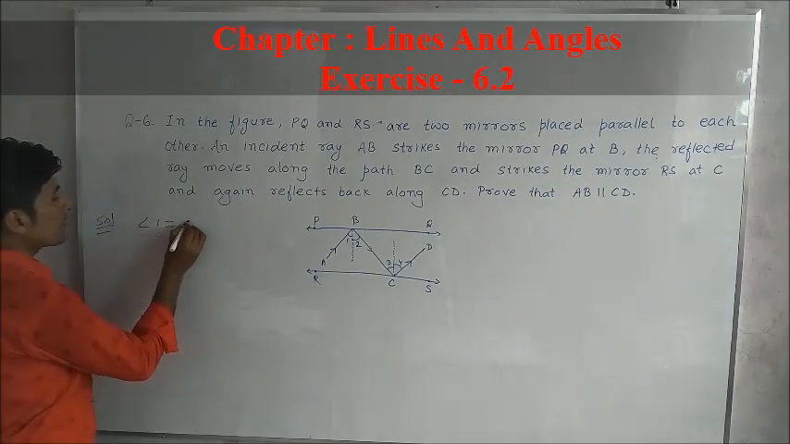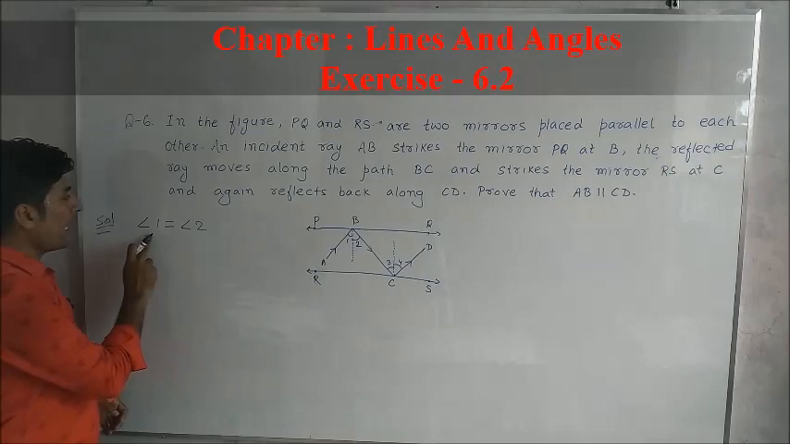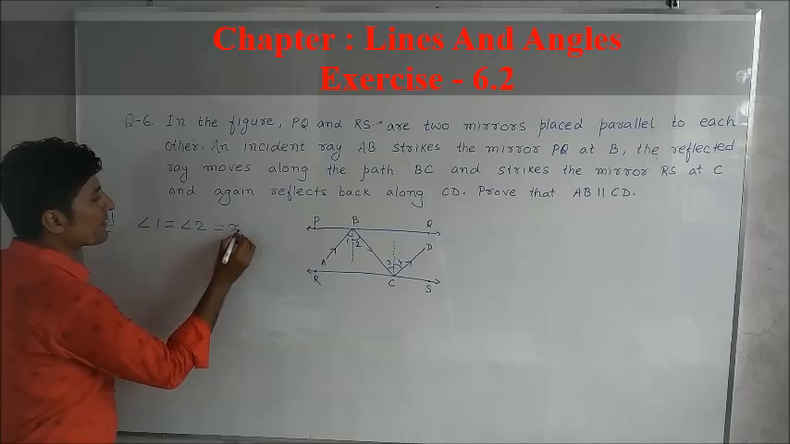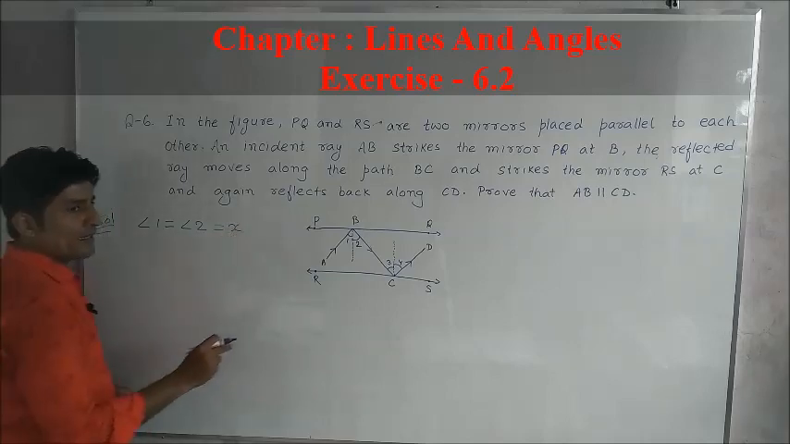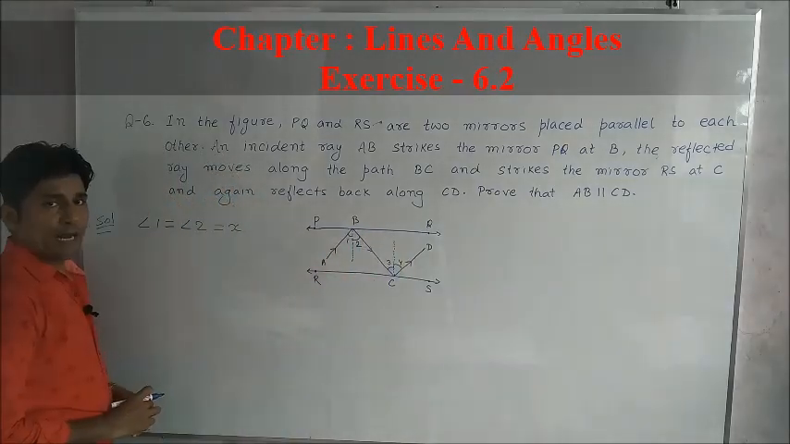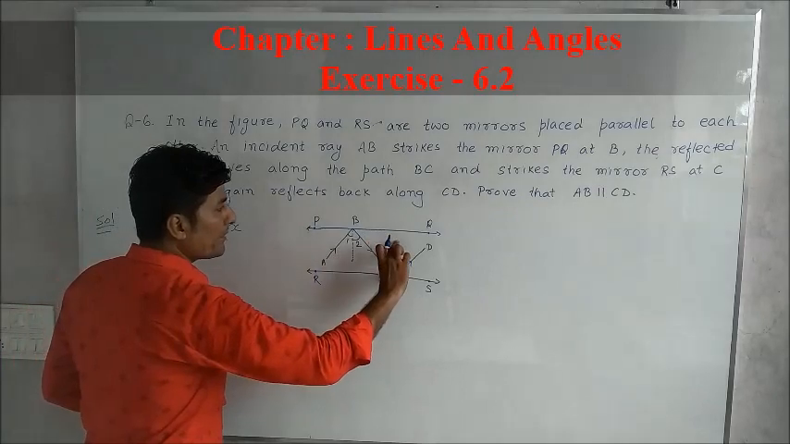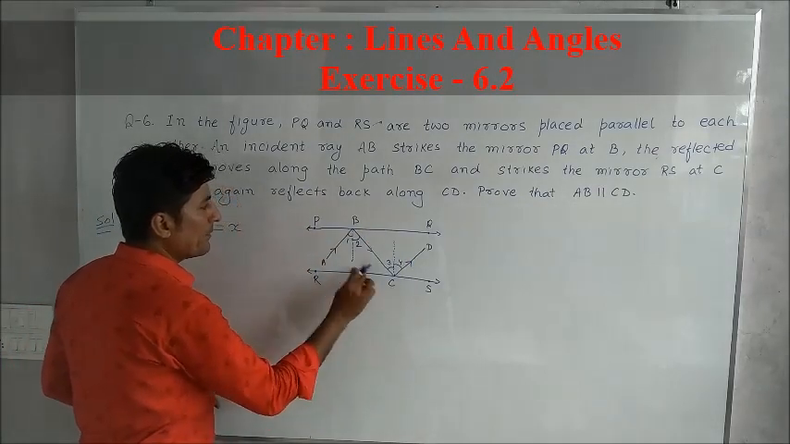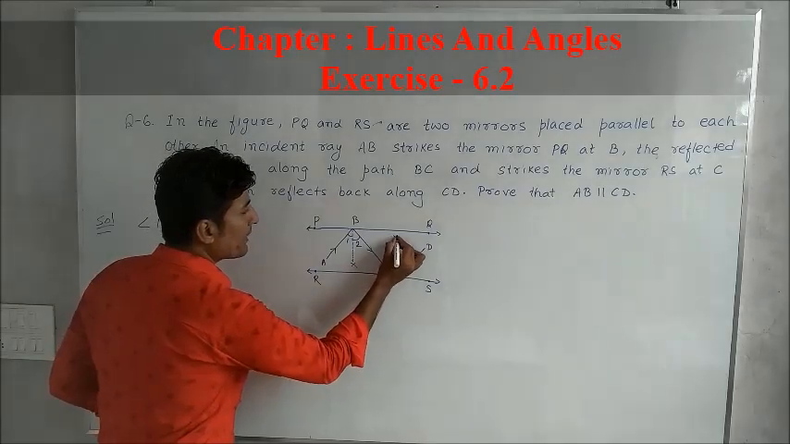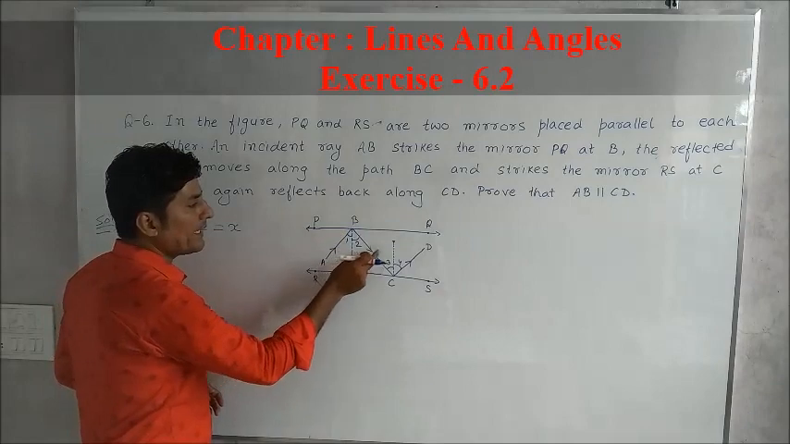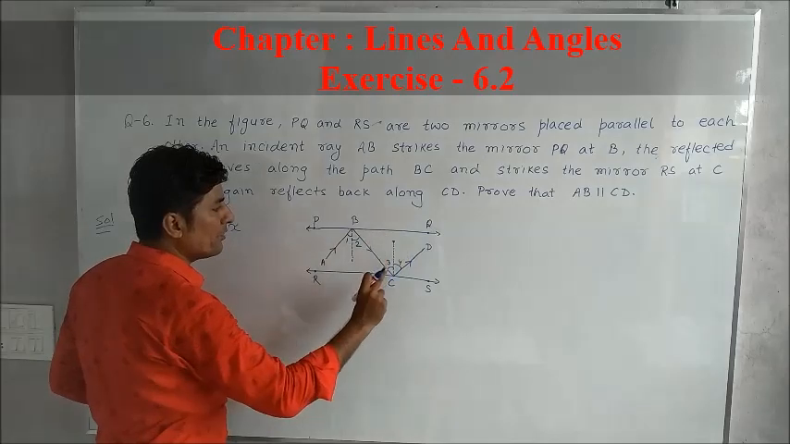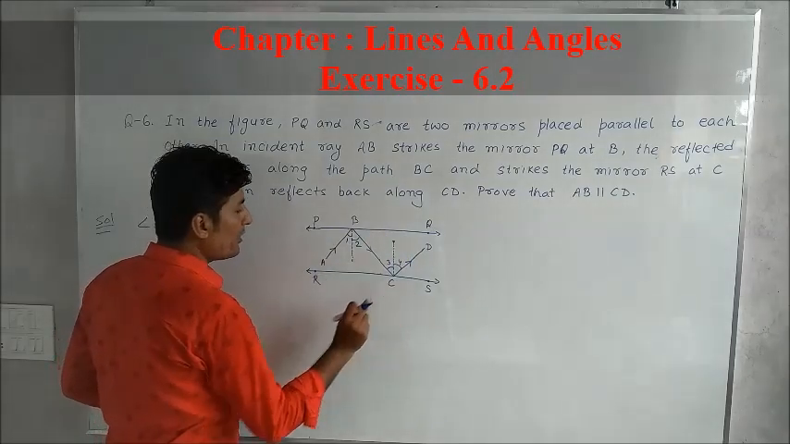Angle 1 is equal to angle 2. Angle 1 must be equal to angle 2. Suppose both are equal to x. After that, since this line and this line both are parallel to each other, because both are perpendicular on the parallel lines, this line, suppose the name of this point I am taking x, the name of this point I am taking y. This line and this line both will be parallel, because this line is perpendicular on PQ, while this line is perpendicular on RS.